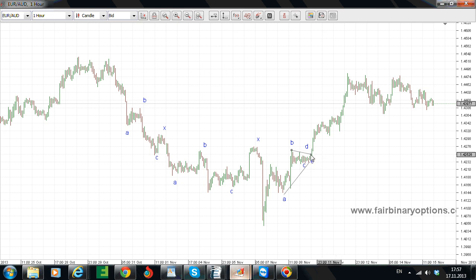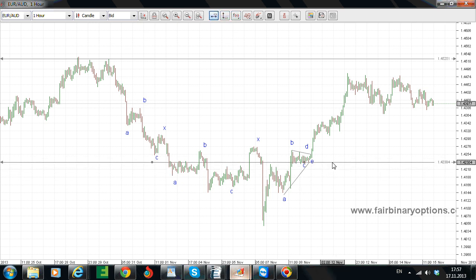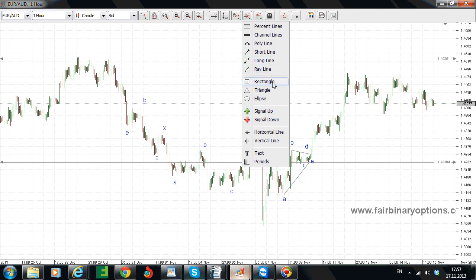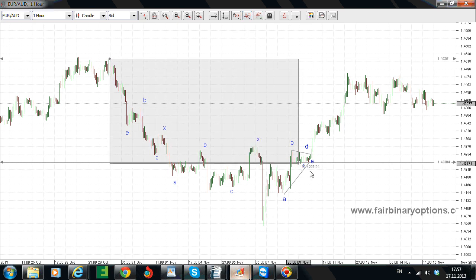You might say, what kind of a triangle is this one? Well, it's a triangle that is happening on the currency markets. So the whole move from here to here should be called a triple combination: ABC, intervening X wave, ABC, intervening X wave, contracting triangle A, B, C, D, E.